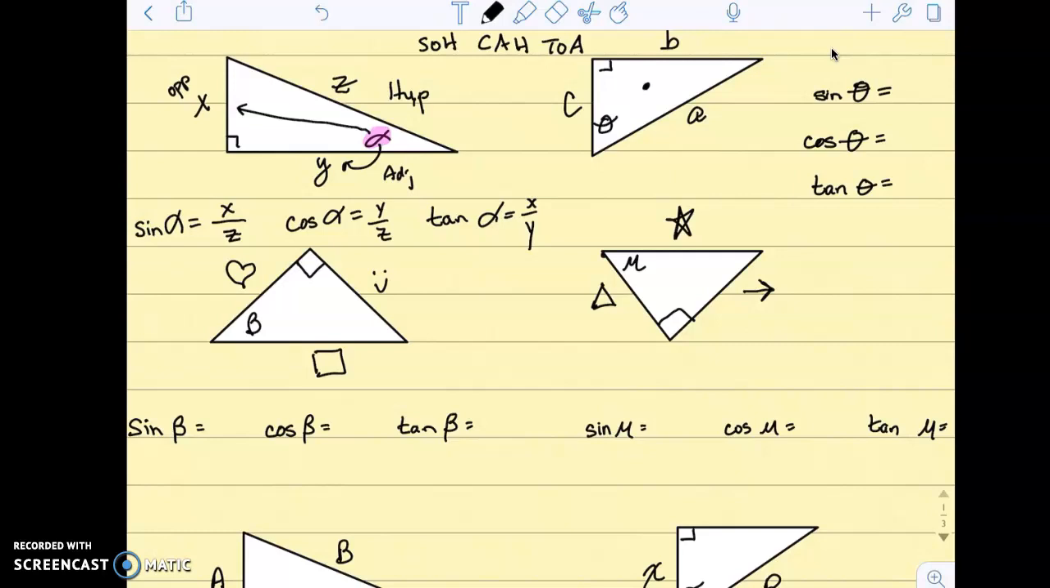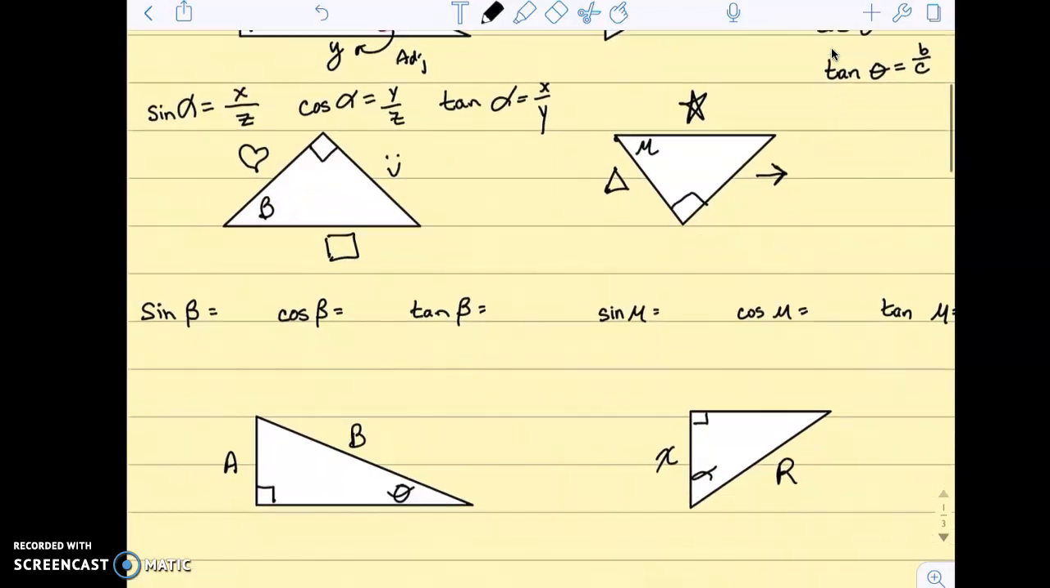Go ahead and pause the video, do the second example over here, and then turn the video back on and check your answers. So sine should have been b over a, because if I draw a straight arrow, I hit side b. Cosine then is c over a, and tangent is b over c. If you got one of those wrong, go back and fix it.